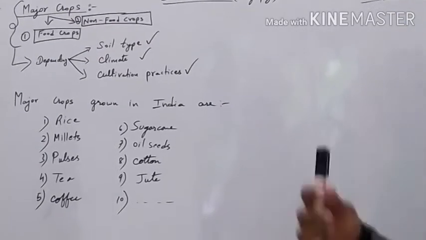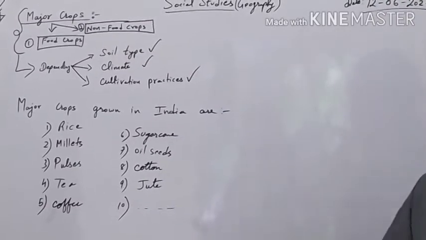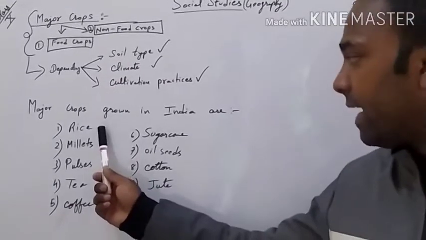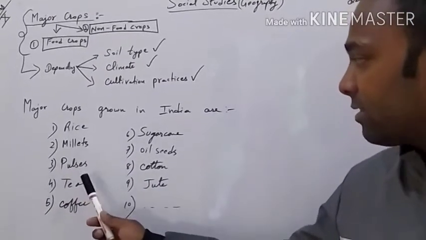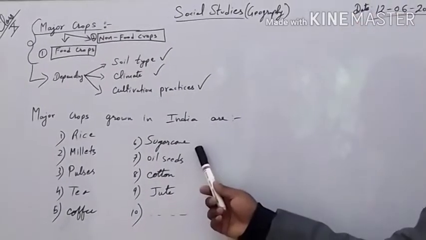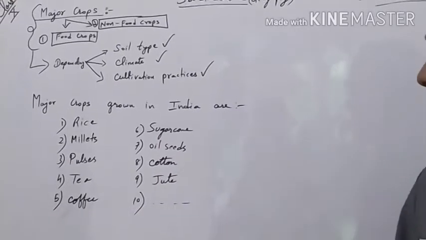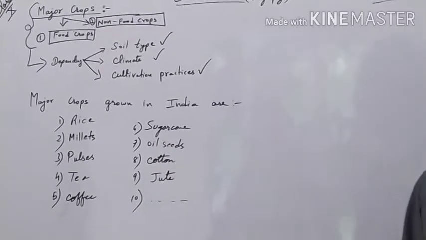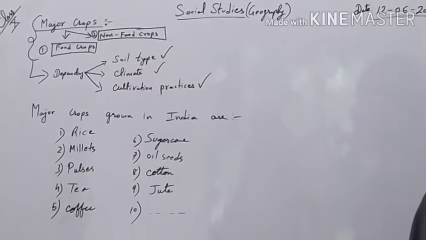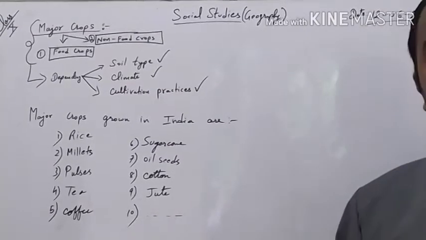Now let us understand about the major crops that we grow in our country. I have listed some of the major crops. The first one is rice, second millet, third pulses, fourth tea, fifth coffee, sixth sugarcane, seventh oilseed, eighth cotton, ninth jute and so on. There are a variety of other crops also that we will be discussing in the class. Let us start with the first one, that is rice.